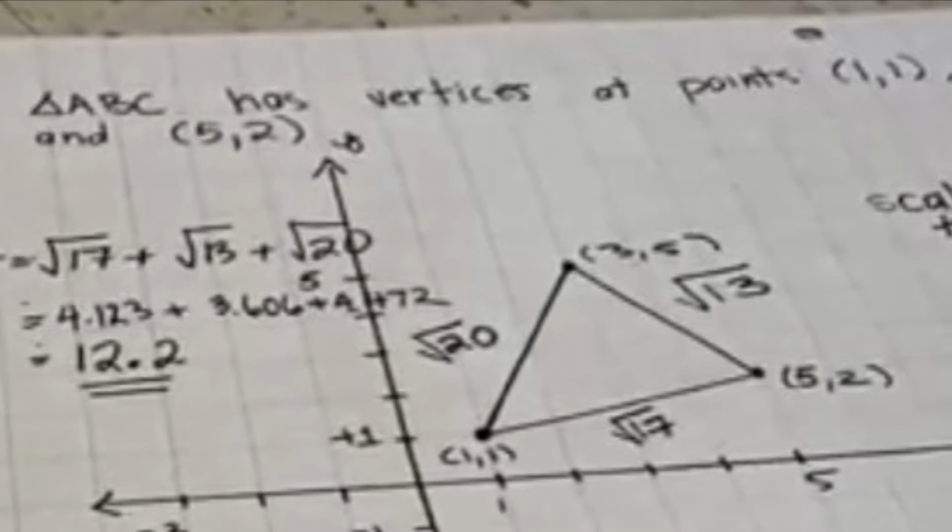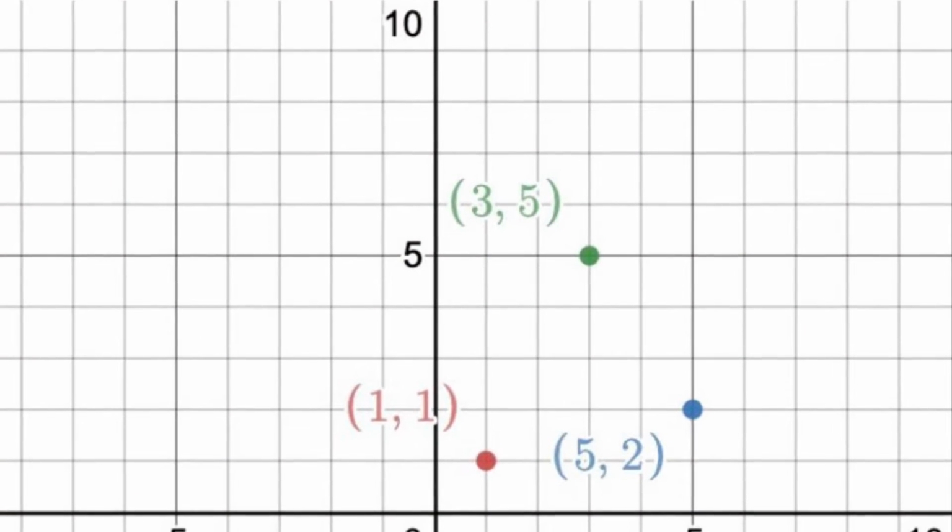And today, we're not going to look for perimeter like we did the first time. Today, we're going to look at the different sides and we're going to see what the slope of the three sides of the triangle are.